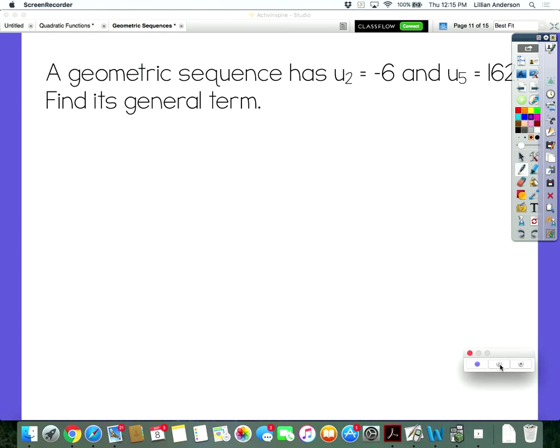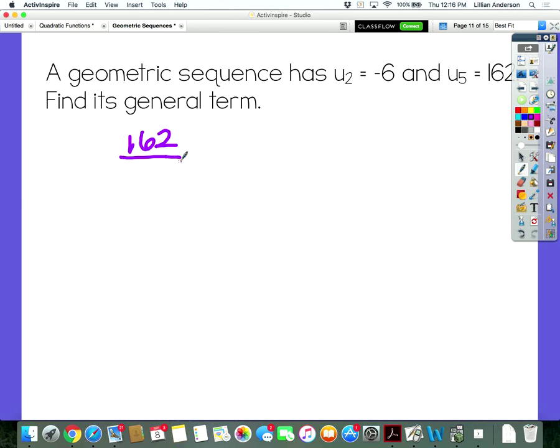Okay. So, it's similar to the process for the other one, okay? But we're not going to subtract anything because we're dealing with geometric here. We're going to divide, okay? So, we're going to take our terms, and order does matter now. Since my fifth term is further down the sequence, you always start with the term that's further down the sequence. So we're going to take that term, which is 162, and divide it by the term that's earlier in the sequence. So in this case, it's -6. Everybody still with me? Okay.